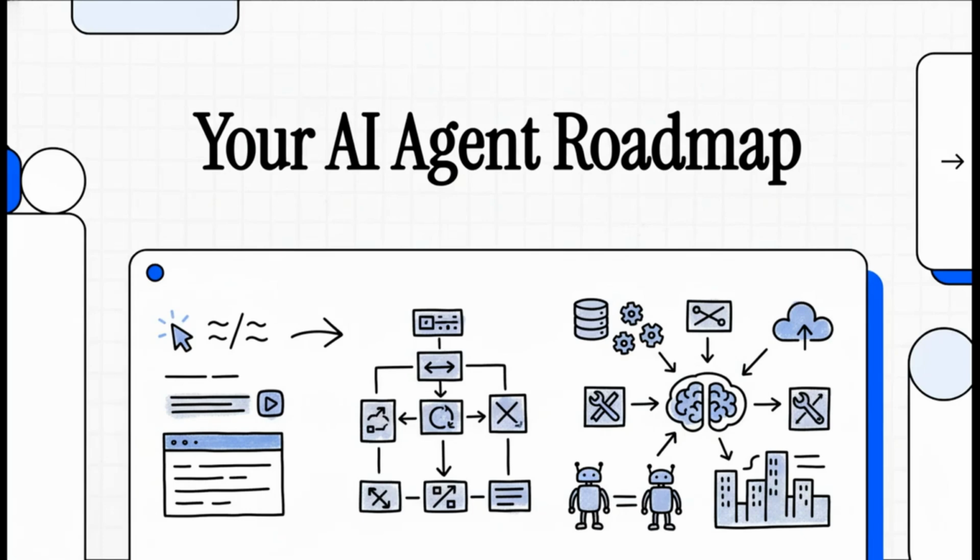All right, let's talk about AI agents. Today, we are going to map out the entire journey to mastering them from scratch. Forget all the hype you've heard. We're talking about going from that very first line of code all the way to building these complex autonomous systems. Think of this as your roadmap.